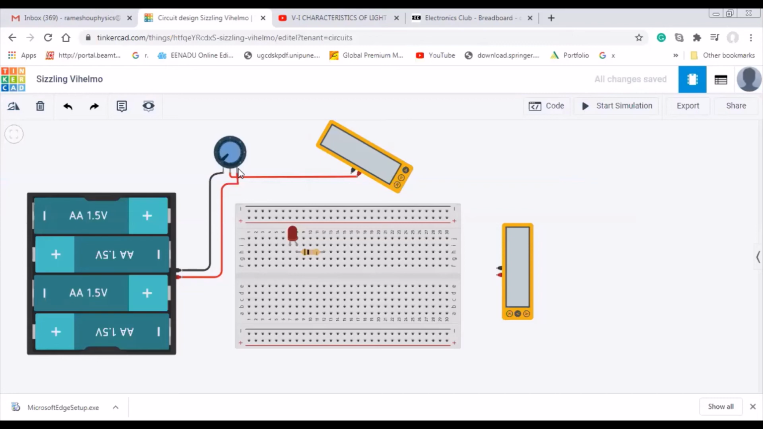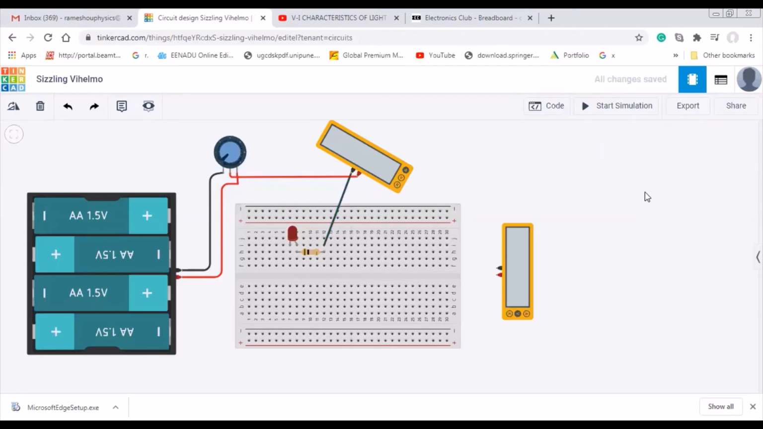Now I'm going to finish the ammeter combination. The ammeter negative terminal is connected with the resistor point, and I take that terminal as black.